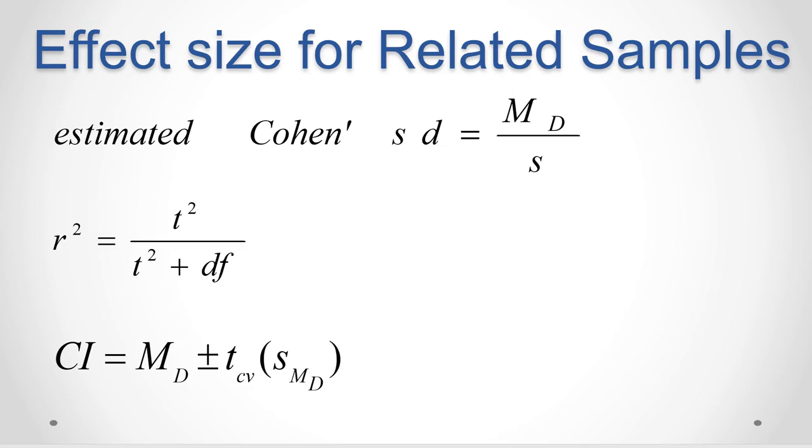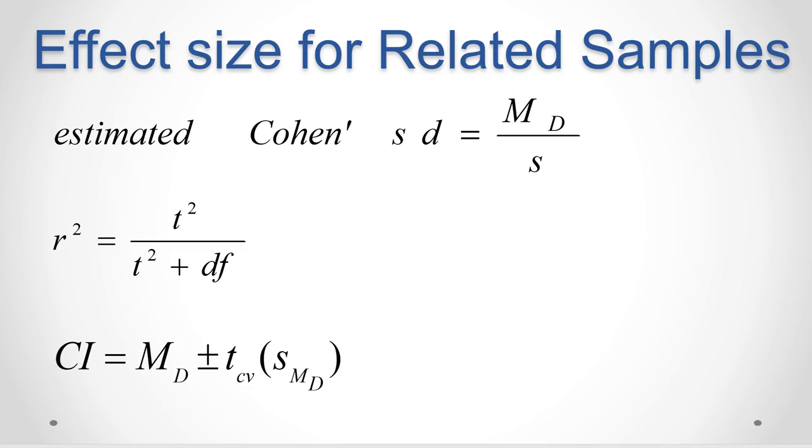Another measure of effect size is the proportion of variance or variability in a dependent variable that is explained by the independent variable or the treatment. Percentage of variability is calculated using the same formula for one sample and independent samples t-test.